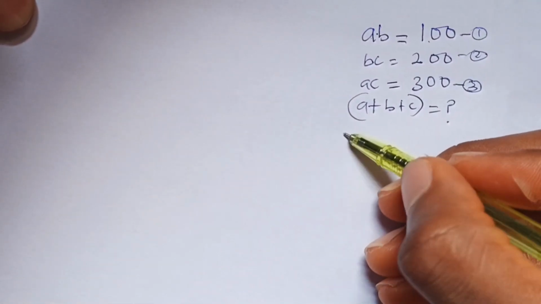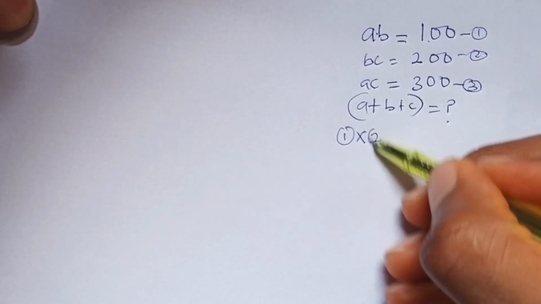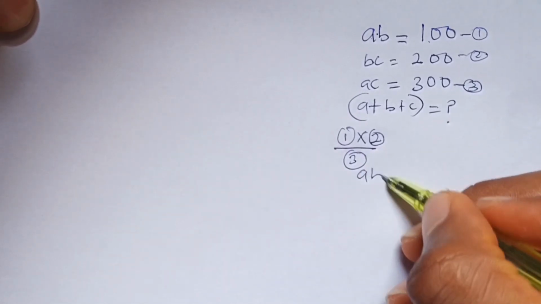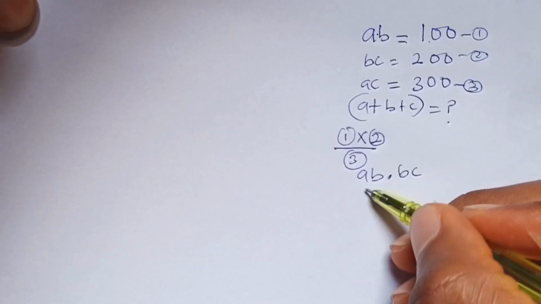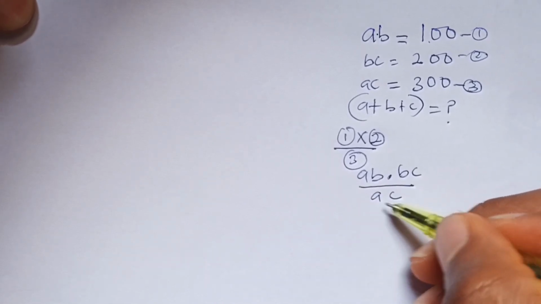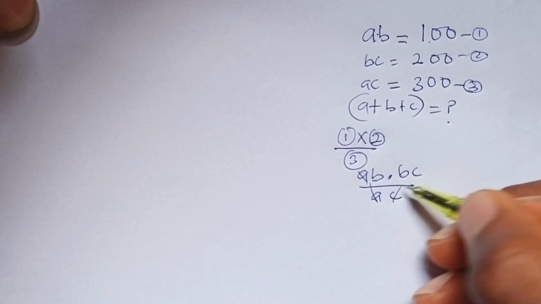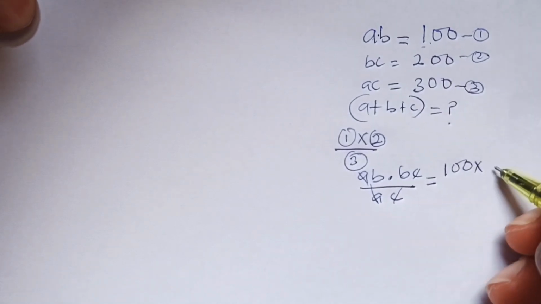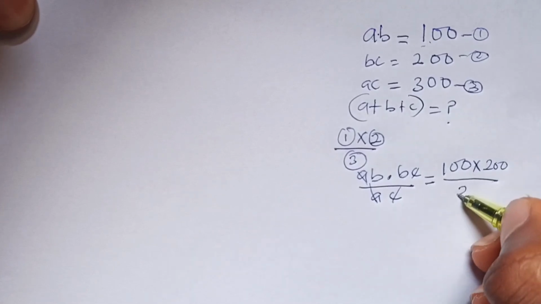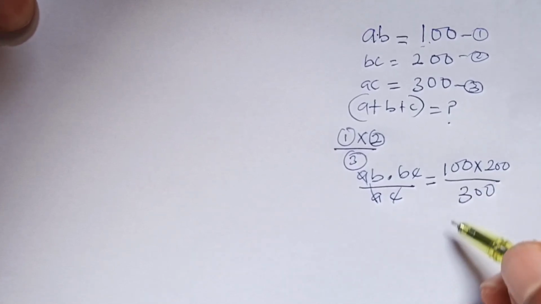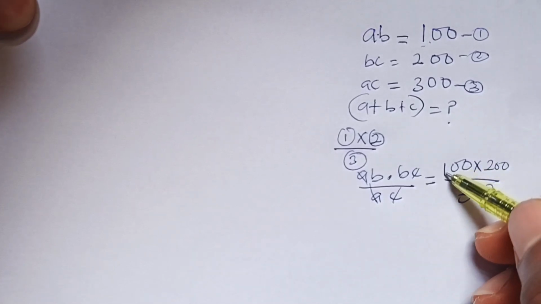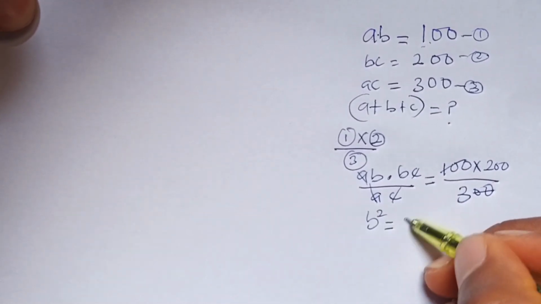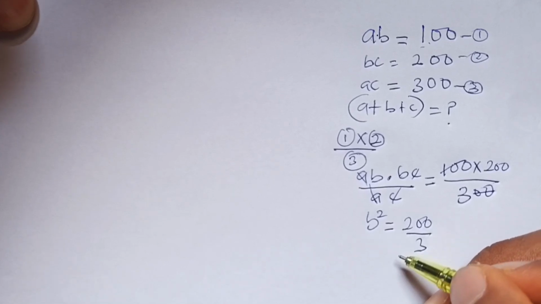So we say equation 1 multiplied by equation 2 all over equation 3 gives us what? It gives us AB times BC over AC. Now A takes A, C takes C, and this is equal to what's AB? 100. What's BC? 200. What's AC? 300. Now, 100 into 300 is 3. So we have B squared equal to 200 all over 3.